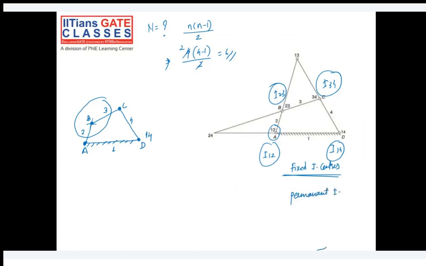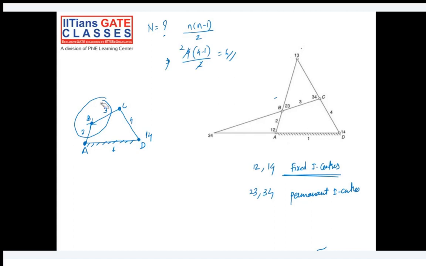Okay, so what are the fixed instantaneous centers here? 1 2 and 1 4 are the fixed centers. What are the permanent centers? 2 3 and 3 4. What are the remaining centers? The remaining centers are 1 3 and 2 4.